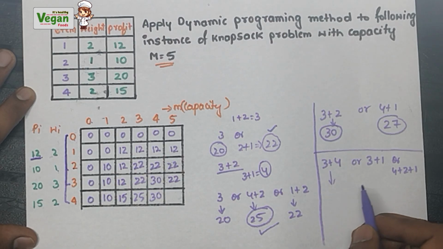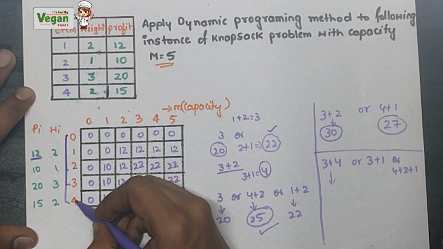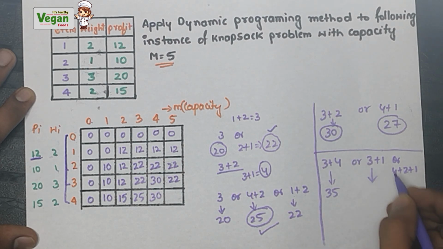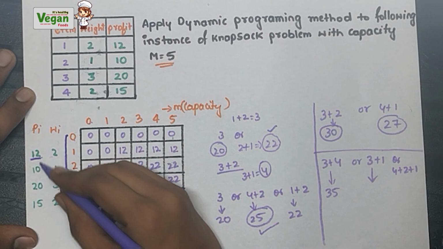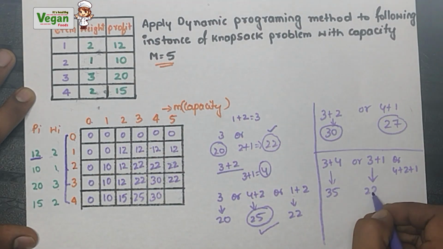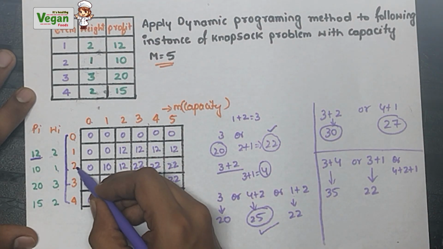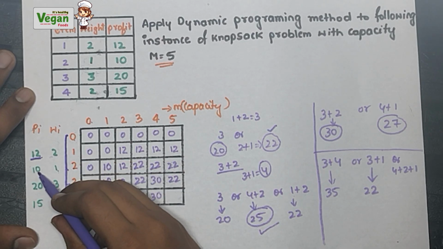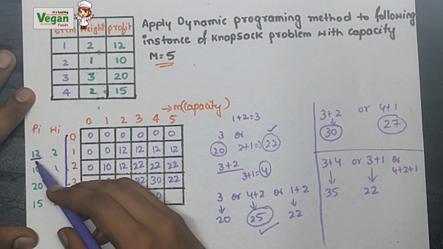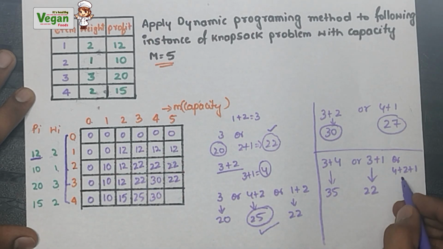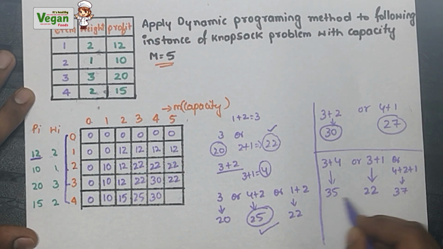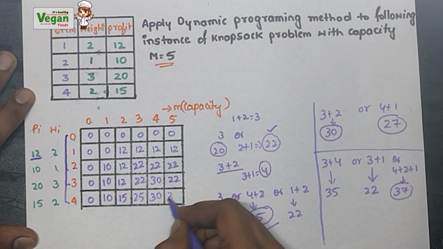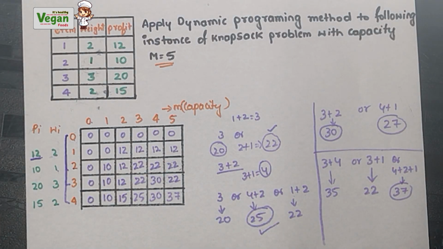Let's find the maximum profit. Third item and fourth item, 20 plus 15 is equal to 35. For third item and first item, 12 plus 20 will be 32. For fourth item plus second item plus first item, 15 plus 10, 25, 25 plus 12, 37. Among these three values, what is the maximum profit? 37. So I will fill the value 37.